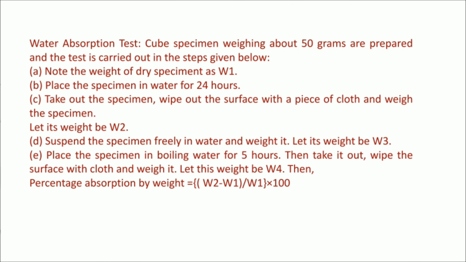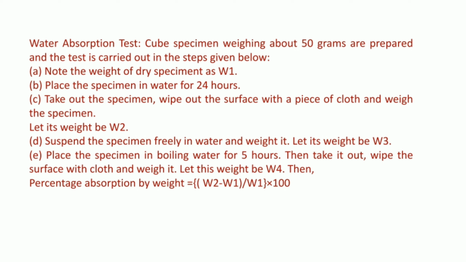Water absorption test. Cube specimens weighing 50 grams are prepared and the test is carried out in the steps given below. Note the weight of the dry specimen as W1. Place the specimen in water for 24 hours. Take out the specimen, wipe out the surface with a piece of cloth and weigh the specimen. Let its weight be W2. Suspend the specimen freely in water and weigh it. Let its weight be W3.